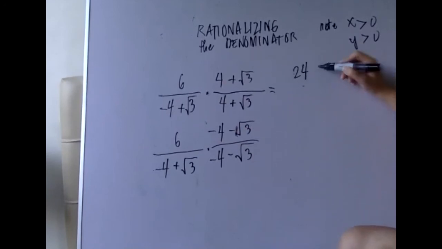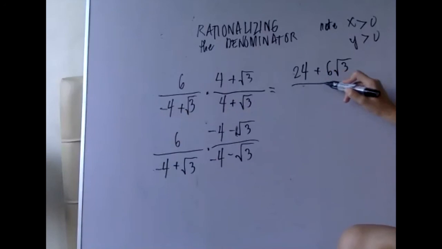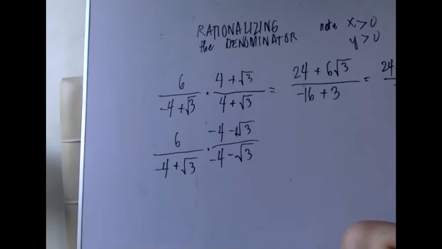24 plus 6 square root of 3. Sa baba naman, we will have 4 times 4. It's just that, ito yung magiging negative, okay? Negative 16 plus 3. Answer here is going to be 24 plus 6 square root of 3 over negative 13. Bawal na may negative sa baba ha kapag simplification, pag simplifying an expression yung pinag-uusapan natin.